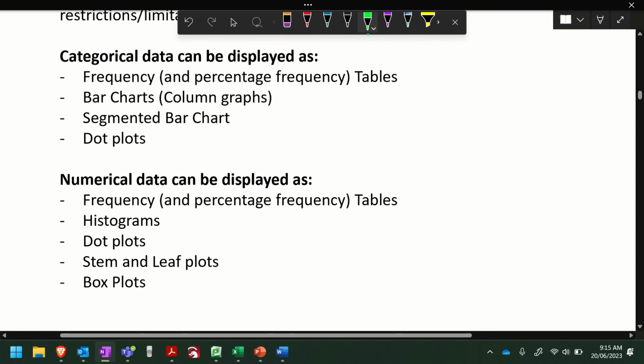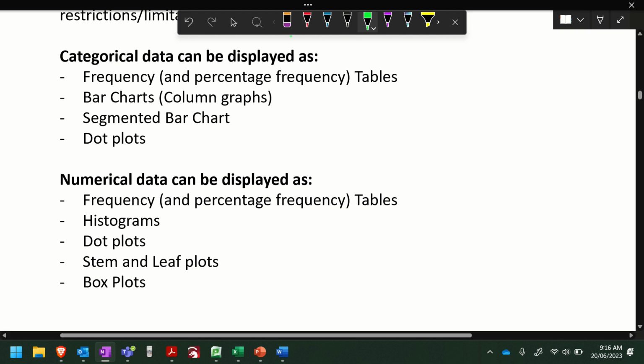If you have categorical data, remember categorical, it's not numbers. You're just looking at essentially how many of something you're describing. Remember that. So it could be, for example, burgers, chips, and pizzas, the number of each one. It could be you're trying to measure how many people like different types of cars.